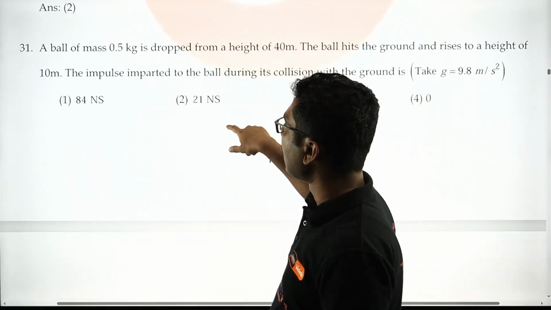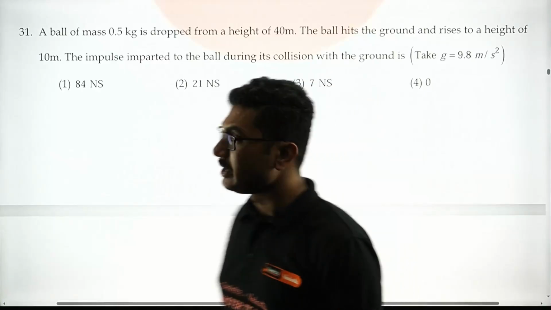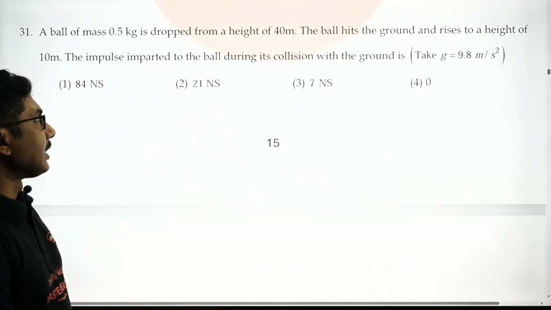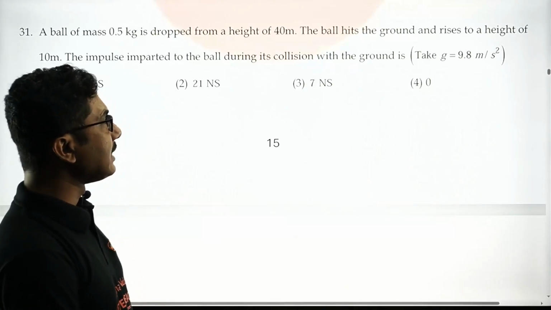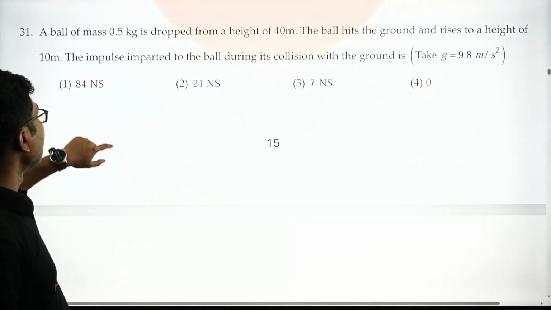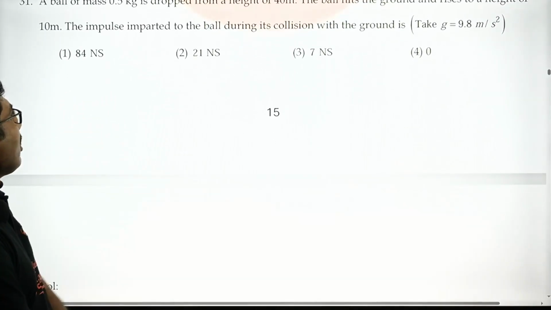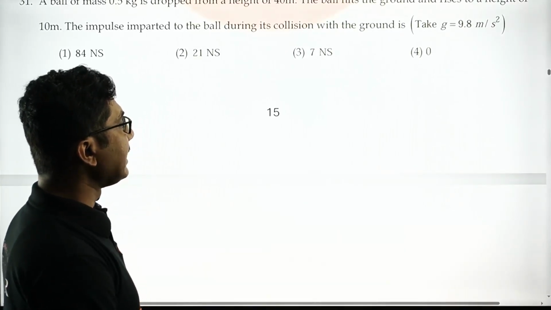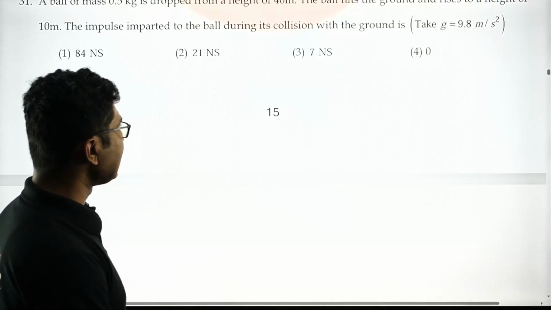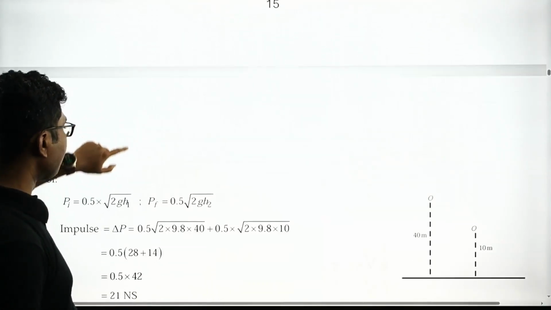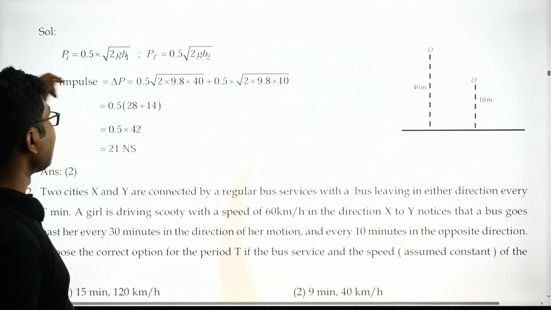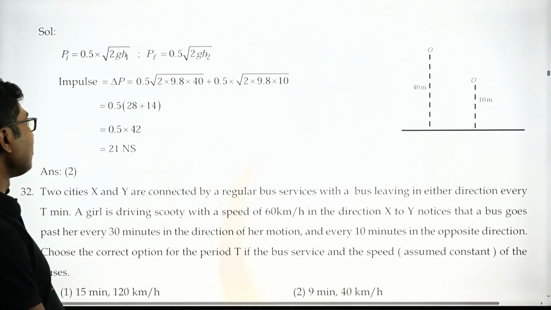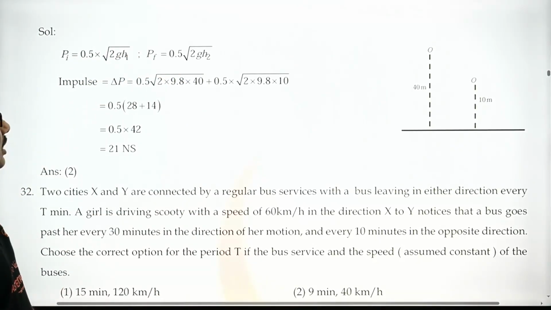A ball of mass 0.5 kg is dropped from a height of 40 meter. The ball hits the ground and rises to a height of 10 meter. The impulse imparted to the ball during this collision with the ground, okay, take g equal to 9.8 meter per second square. So you have to calculate the impulse. First you calculate the initial momentum and the final momentum, and the difference in momentum will give you the impulse imparted.